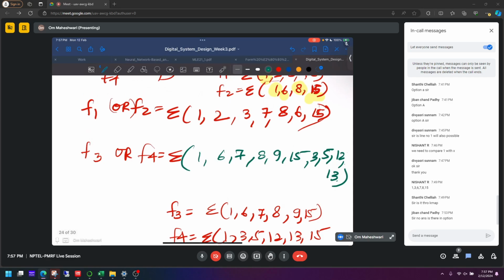Now you have to do AND of these two. AND means you only take the common terms, which are common in both. 1, 6, 7, 8, 3, 15.